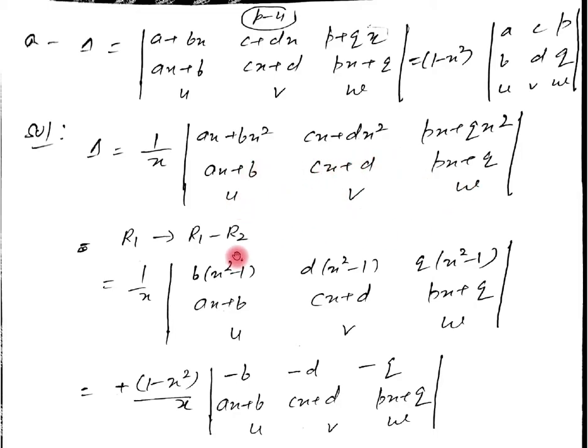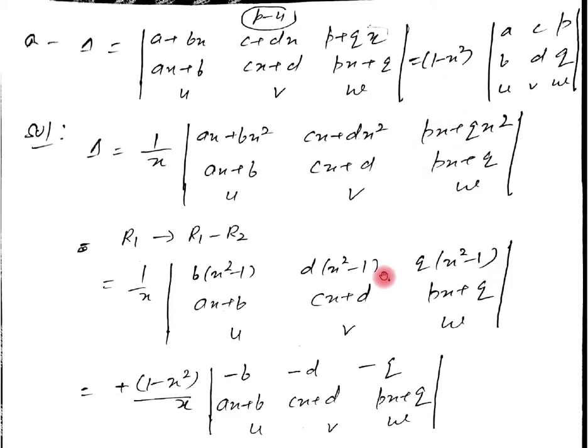Now the next operation I am applying is R1 to R1 minus R2, so that this quantity will be cancelled. Operating R1 to R1 minus R2, when we subtract these two elements, Ax will be cancelled, B is common, and we get x square minus 1. Similarly here we get D into x square minus 1, and here we get Q into x square minus 1, and this quantity we are looking at here.